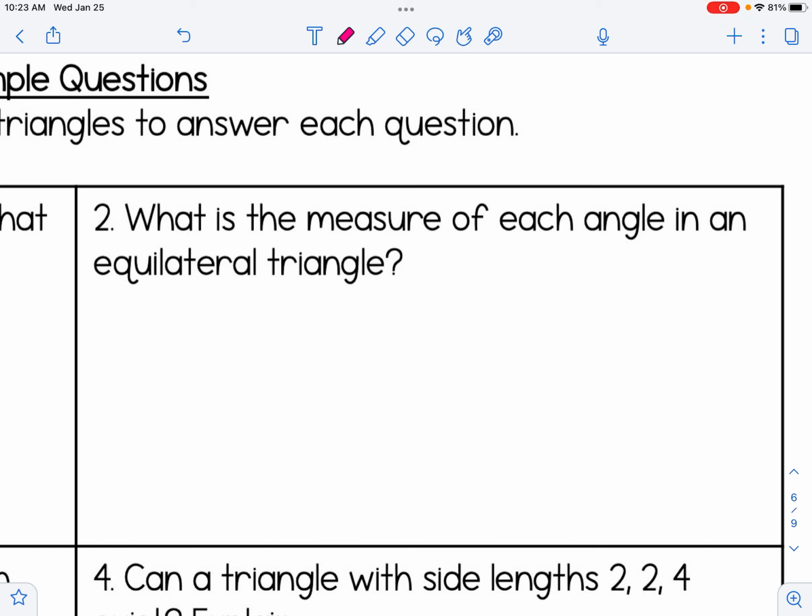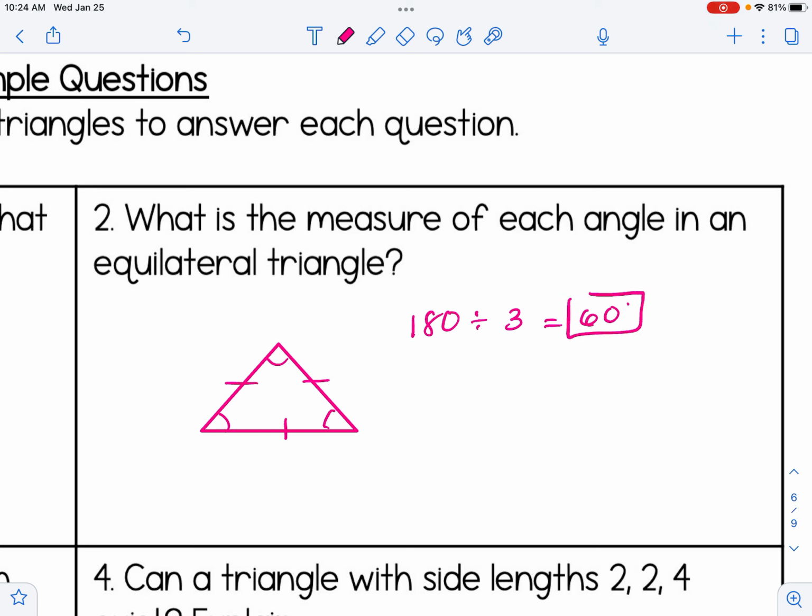Number 2, what is the measure of each angle in an equilateral triangle? So an equilateral triangle is one where you have 3 equal sides, but you also have 3 equal angles. So if the sum of the angles in a triangle are 180 degrees, when I divide by 3, I get 60 degrees. So all 3 angles are going to be 60. That gives us that interior angle sum of 180.